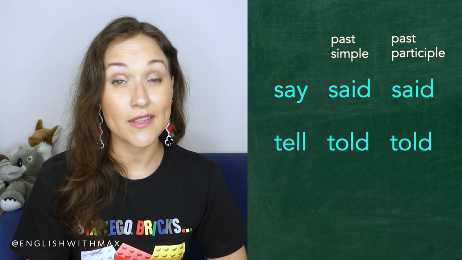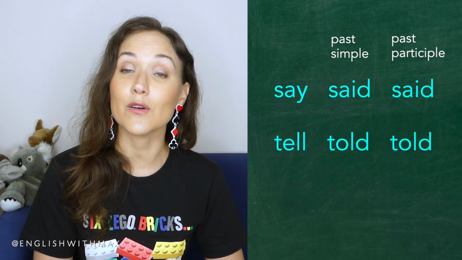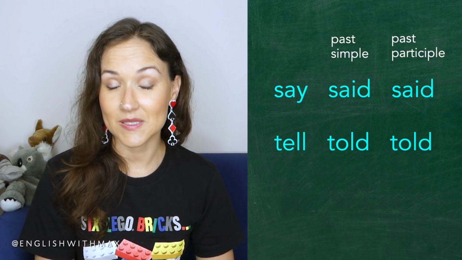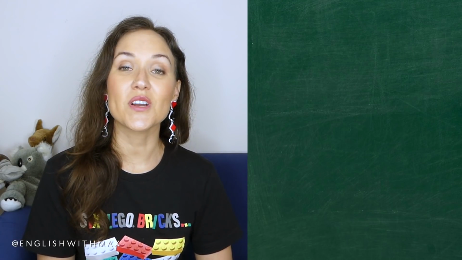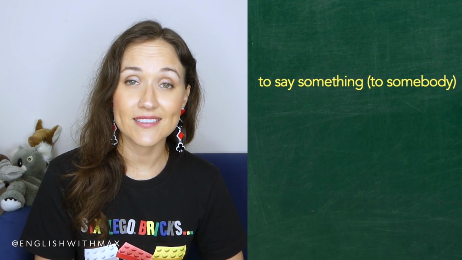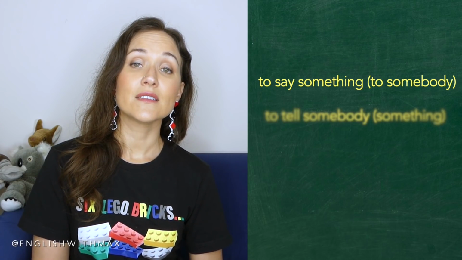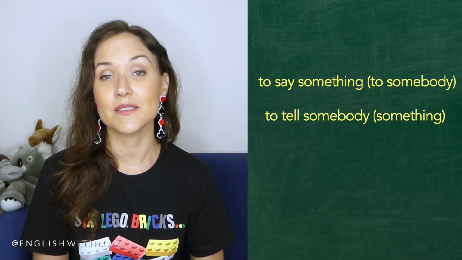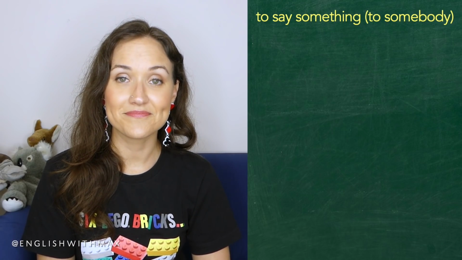And by the way, both of these are irregular verbs. The past simple and past participle of say is said, and the past simple and past participle of tell is told. The structures that are generally used with these verbs are to say something to somebody and to tell somebody something. The parts in parentheses are optional. Here are some basic examples.